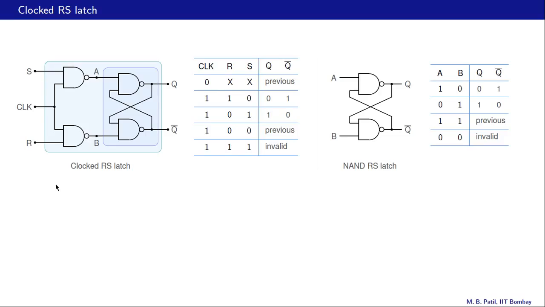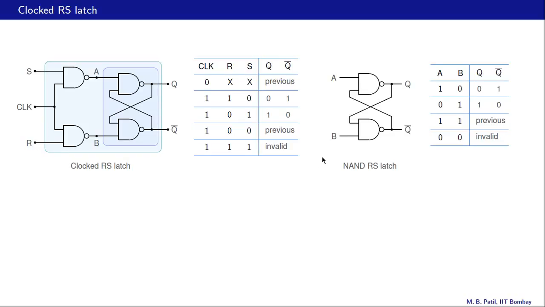Let us now look at a clocked RS latch. So it has this additional clock input apart from S and R inputs, and it has got this block which is already familiar to us. It's reproduced over here. That is the NAND latch, and what we will do is call these inputs A and B, because S and R would be reserved for these inputs here in the clocked latch.